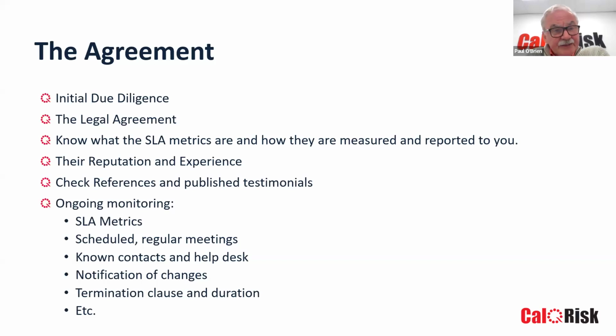The next key piece is the agreement. There'll have to be a documented agreement with the third party. It depends on the nature, size and scale of the third party, but generally you go through an initial due diligence process that is followed by a legal agreement. Key to this is knowing what the service level agreement metrics are. Depending again on the scale and the type of contractor, the type of outsourcing you're buying, you design your metrics. The big ones will probably have a set of metrics already.